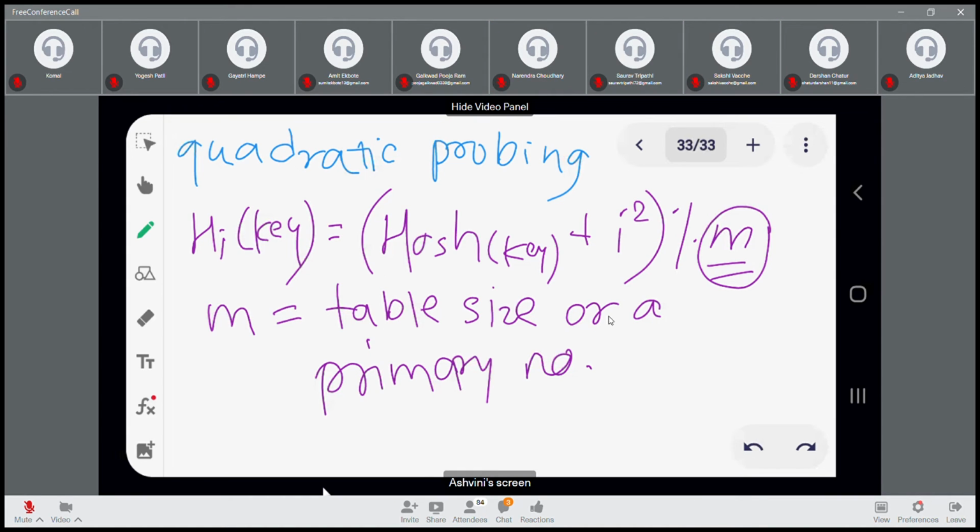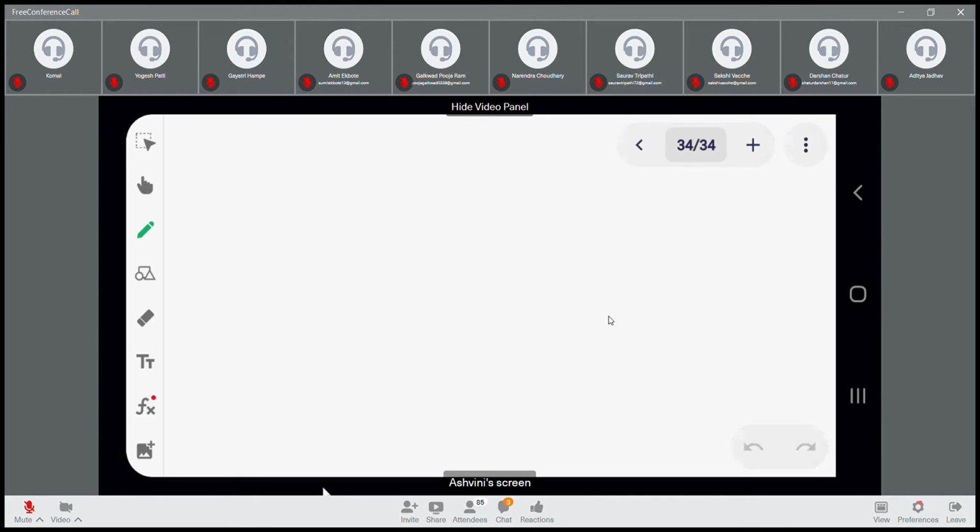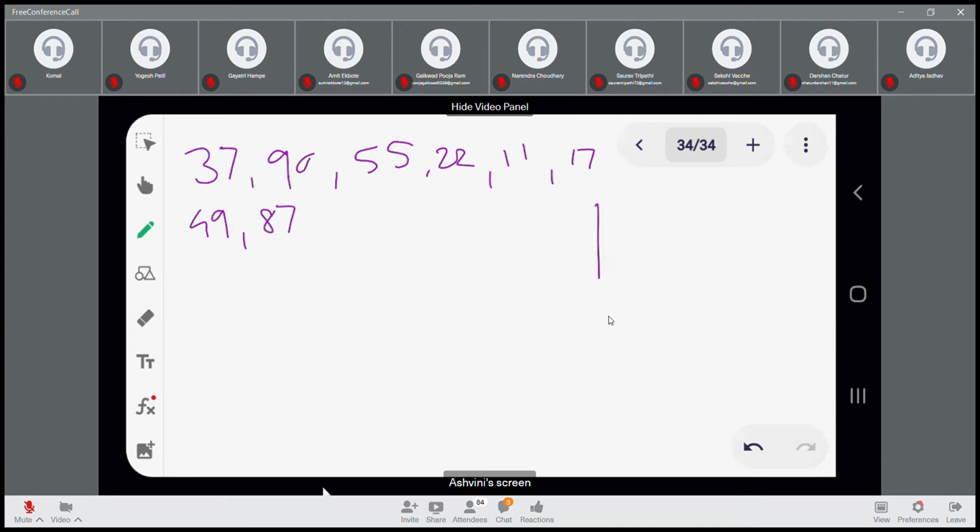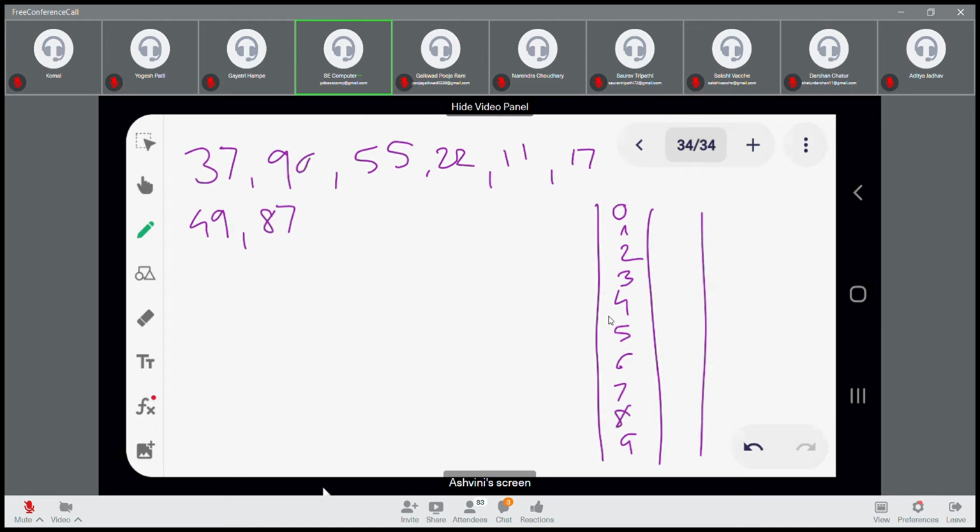Let's take one example to solve this, to see the concept of quadratic probing. Suppose, for example, if you have to insert some elements like 37, 90, 55, 22, 11, 17, 49, and 87. Okay. We will fill the hash table step by step. This is the index 0, 1, 2, 3, 4 up to 9. Okay. That means your table size is 10.